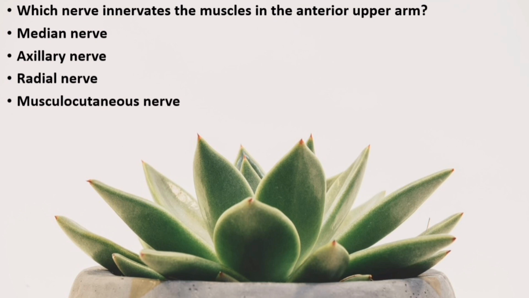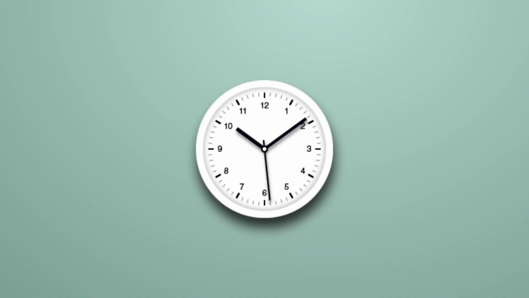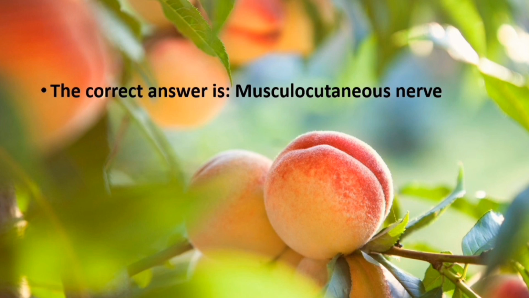Quiz: which nerve innervates the muscles in the anterior upper arm? Median nerve, axillary nerve, radial nerve, musculocutaneous nerve. The correct answer is musculocutaneous nerve.